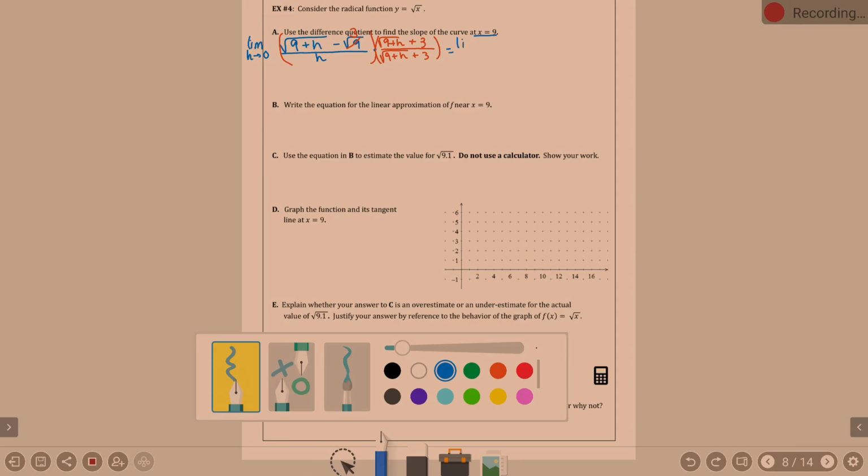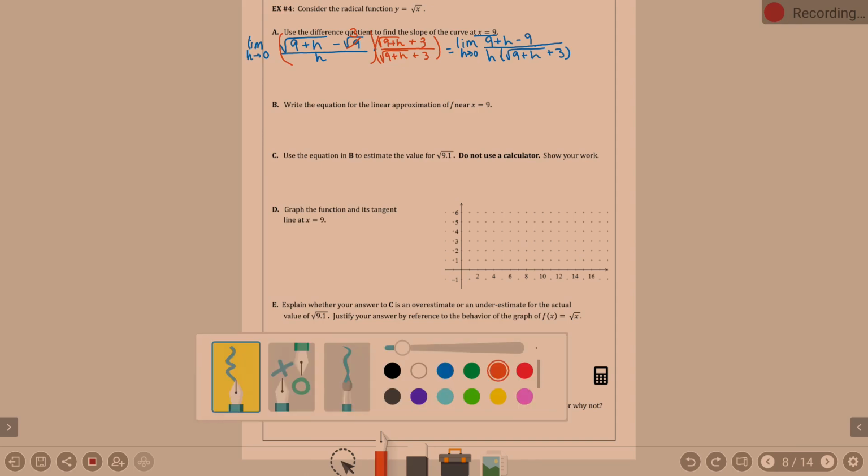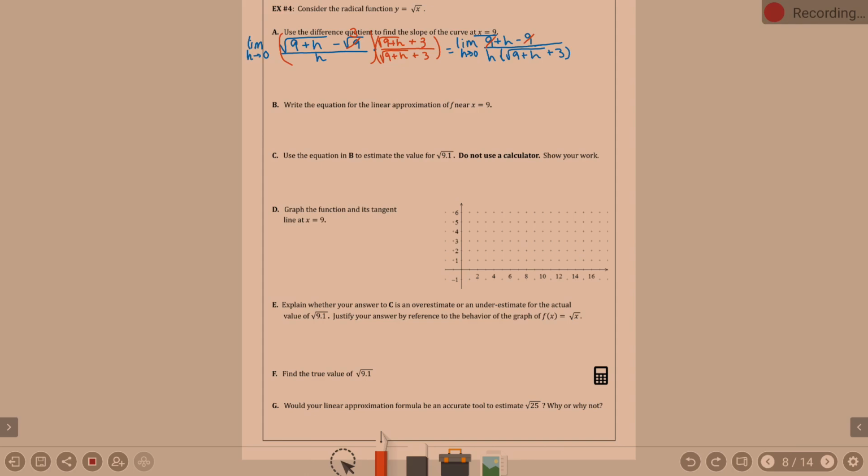Okay, continue. The limit as h approaches 0. On top, square root of 9 plus h times square root of 9 plus h is 9 plus h. Outsides and insides cancel. Minus 3 times 3, minus 9, over h times the square root of 9 plus h plus 3. Are we good there? Clean up. 9 minus 9 cancels. How fancy can I get? Can I go ahead and cancel the h's?